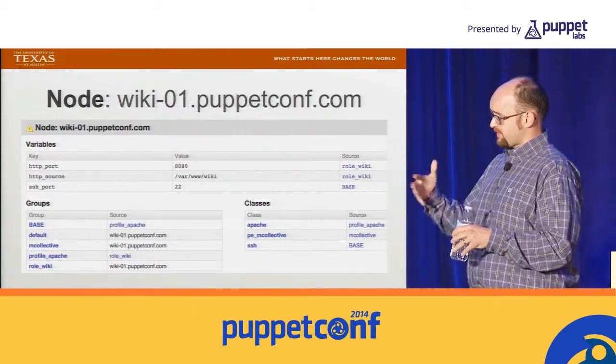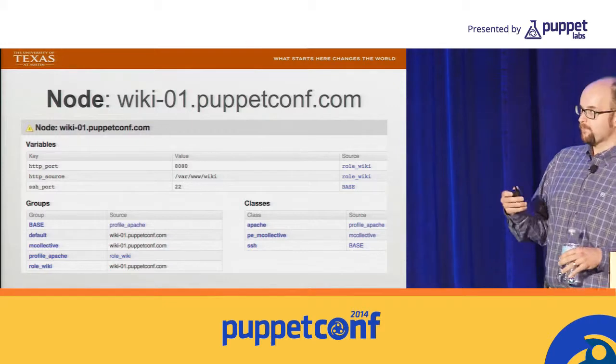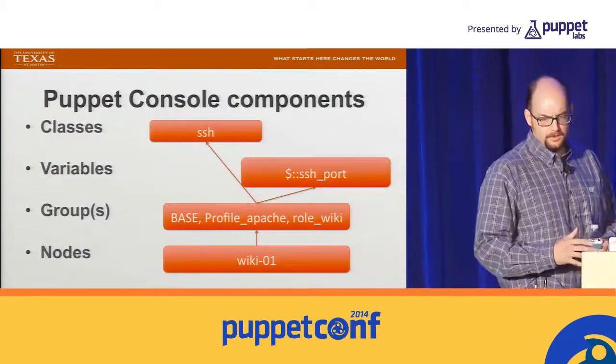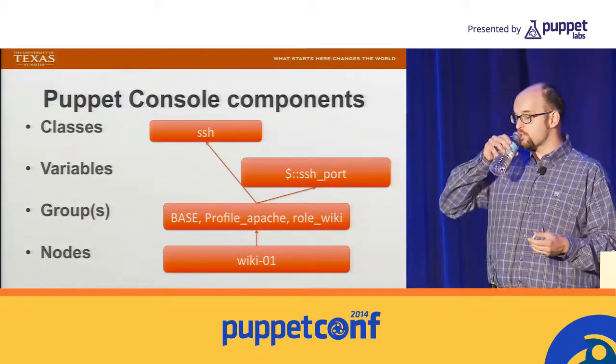But this is as far as an example, this is pretty much it. So let's dig into a little bit of the conceptual pieces. The Puppet console is broken up into basically 4 different primitives.